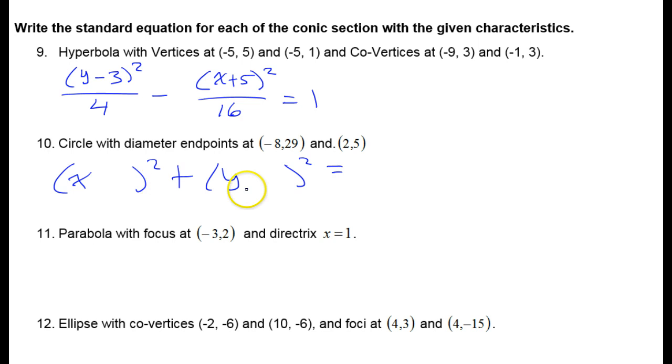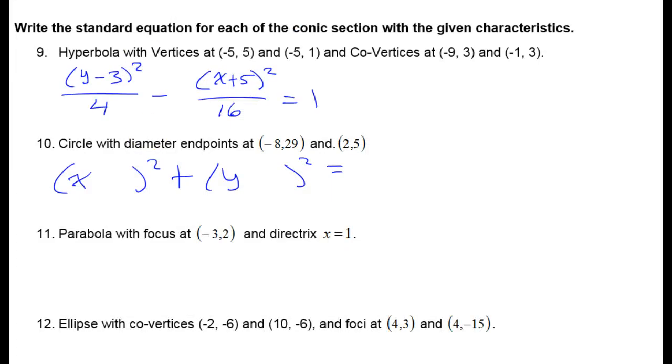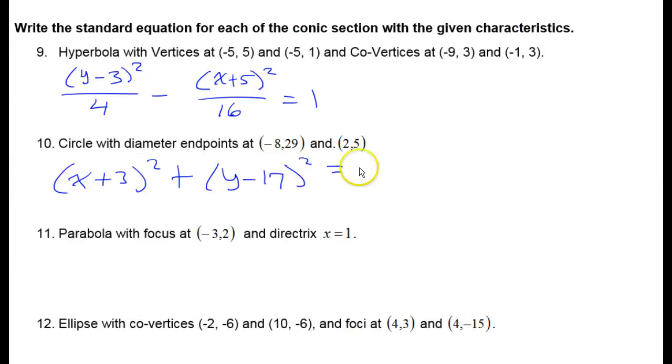So it's going to be the opposite of the coordinates of the center. So I have -3 and +17, so I'm going to have +3 and -17. Now here goes the radius squared. So the radius squared is 169. All right, 13 squared, so I put 169. And that's it. Here is the standard form equation of the circle that has a diameter with these endpoints.